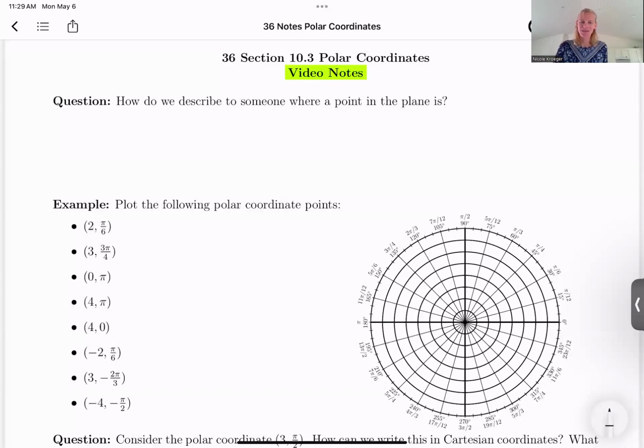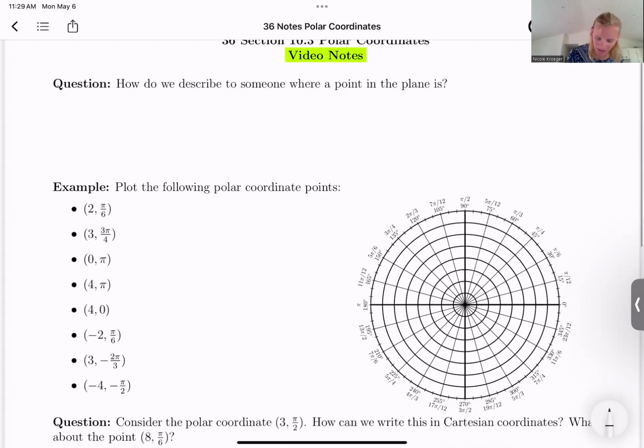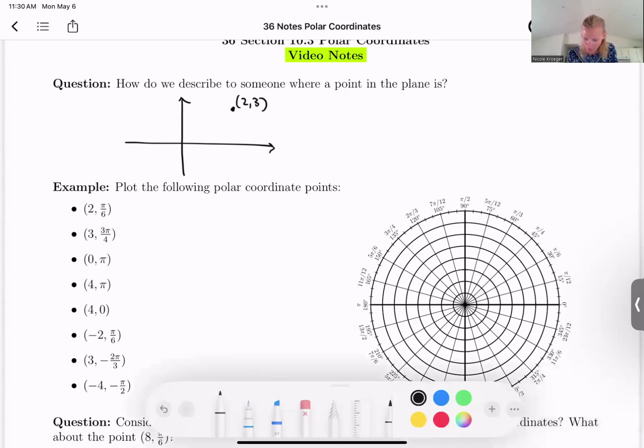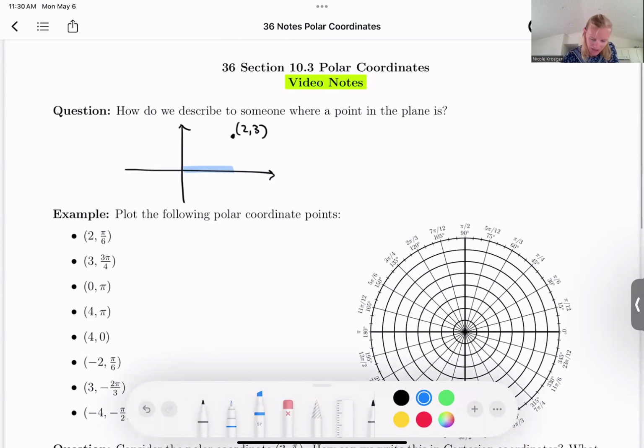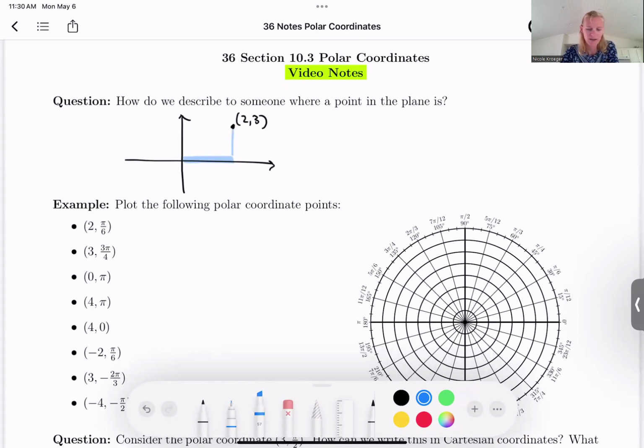Today, we're going to start talking about something different than parametric curves. And the big question that we have to get started is, if I wanted to describe to somebody where a point in the plane is, how would I do that? So let's draw an axis. And so what we're used to doing is maybe we tell them that we have the point 2, 3 or something like that. This description tells us that we've moved 2 units positive in the x direction and then 3 units in the y direction. And that tells us how far we've moved vertically and how far we've moved horizontally.